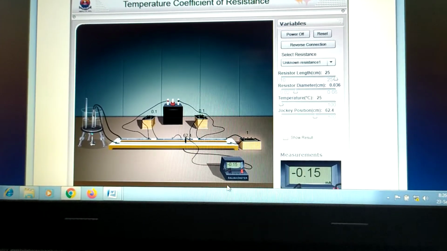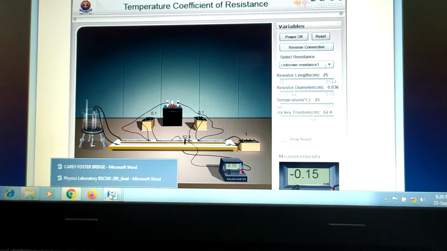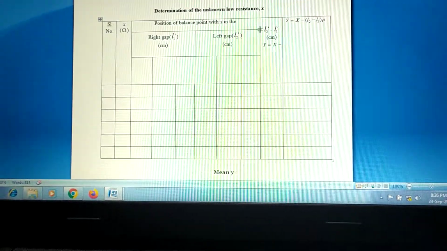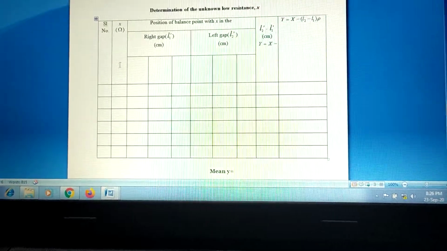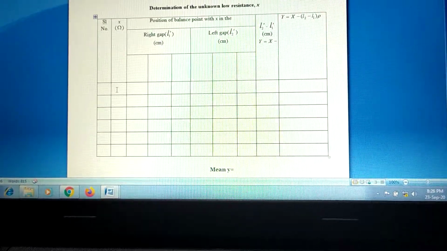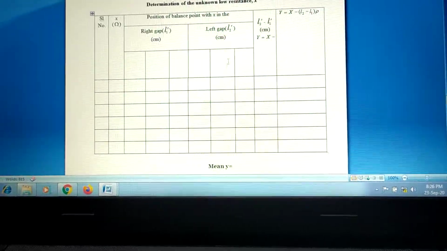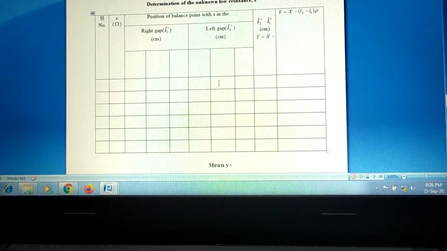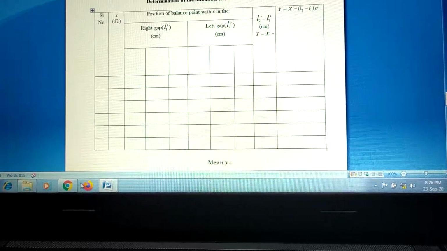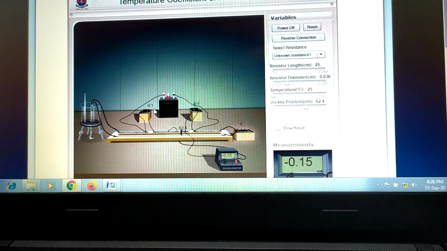Again you put that value in your table, this is your table for the unknown resistance. This is X, the value of X is 1 ohm, you can write it here, and this is the left gap, you put that value, L2 prime is 62.4. Again you go back to your setup simulation part.